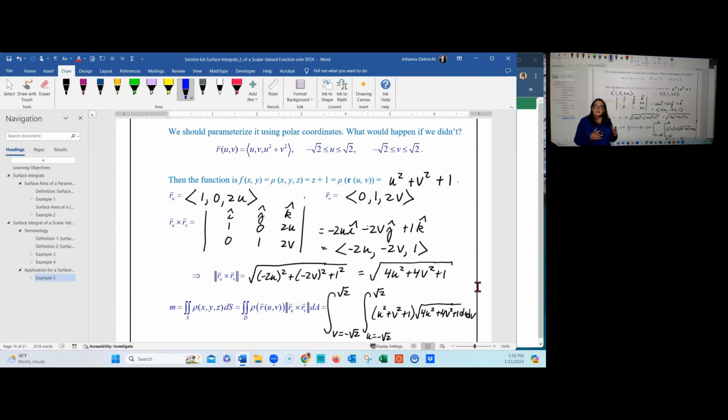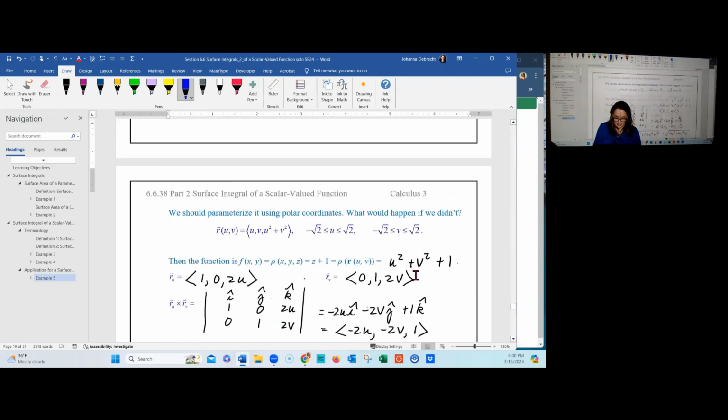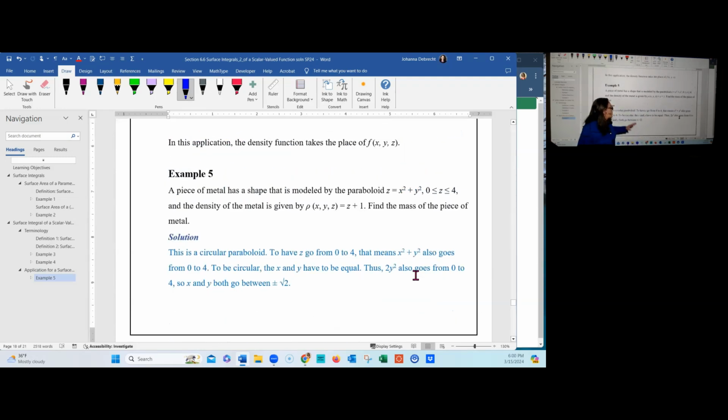Now, in order to go ahead and convert, we also have to parameterize the function. Our original function for the density was given as rho equal to z plus 1. Our z, however, is given by x squared plus y squared, since we have to be on the surface, and x is u, y is v, so this gives us u squared plus v squared plus 1.